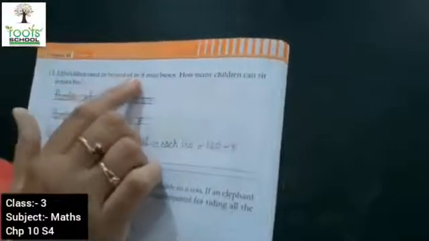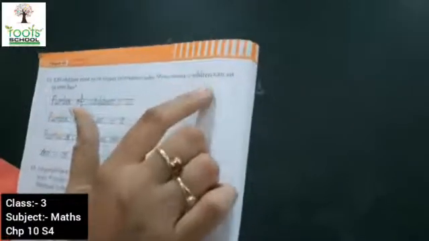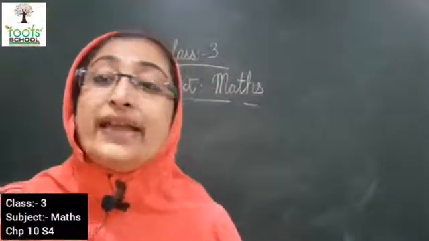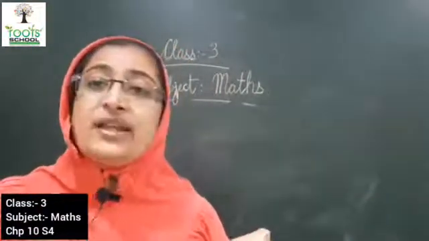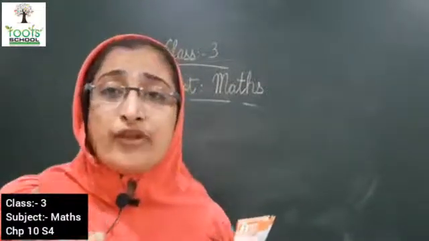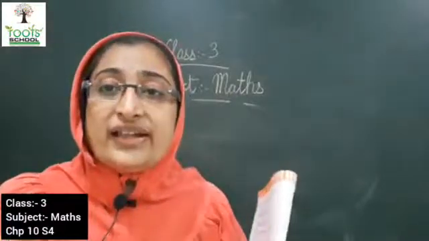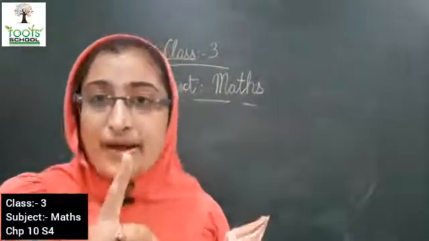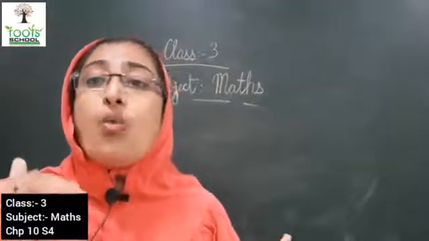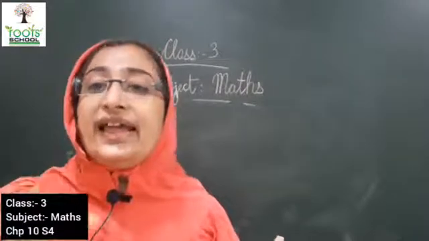The first word problem is 120 children need to be seated in 8 mini buses. How many children can sit in a mini bus? What is the question? That there are total 120 children. And how many mini buses are there? There are 8 buses. Now you have to find out that how many children can be seated in one bus. So how are you going to find out? When you divide 120 by 8.